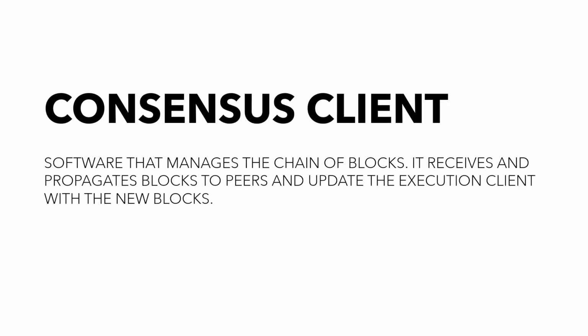The consensus client manages the ledger. It receives and propagates blocks to, and from, peers, and updates the execution client with new blocks. The consensus client is only responsible for maintaining the chain of blocks and not the state of the blockchain, which is the responsibility of the execution client. Anyone wanting to keep the ledger up to date must run a consensus client. The consensus client, by itself, does not propose or attest to new blocks. For this, it is necessary to run a validation client, linked to the consensus client. We will not detail how the consensus client works in this course.